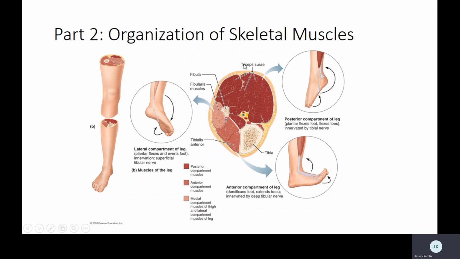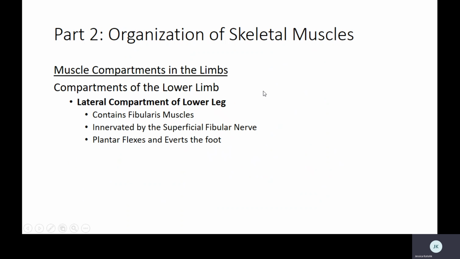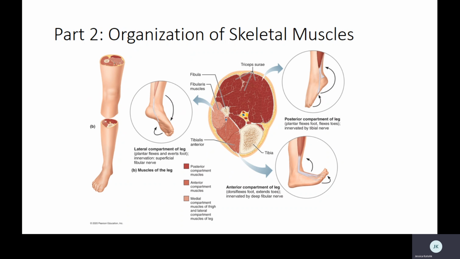In the back over here, we're going to have the posterior compartment, and the posterior compartment is going to have the digital and plantar flexors. So what does that mean? To plantar flex means to point your toes and push the bottom of your foot into the floor. And so ballerinas are going to have some nice plantar flexors of the foot, so they can curve their foot really beautifully when they dance.